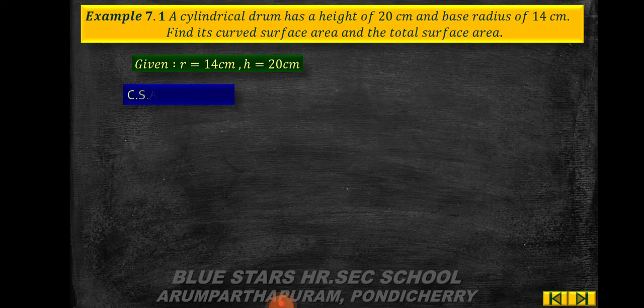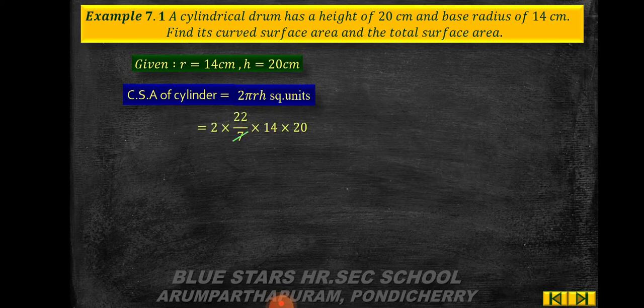Given r is equal to 14 cm, height h is equal to 20 cm. So curved surface area of a cylinder is equal to 2 pi r h square units, which is equal to 2 into pi value is 22 by 7 into r is 14 into h value is 20. So 7 and 14 get cancelled 2 times, which is equal to 2 into 22 into 2 into 20, which is equal to 88 into 20, which is equal to 1760 centimeter square.